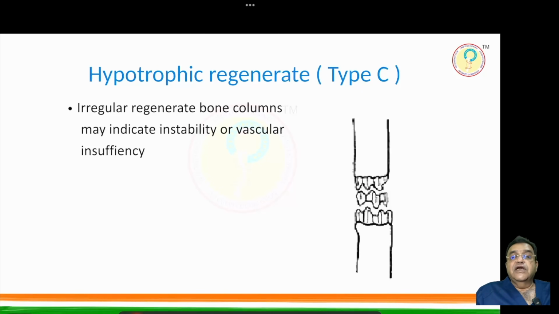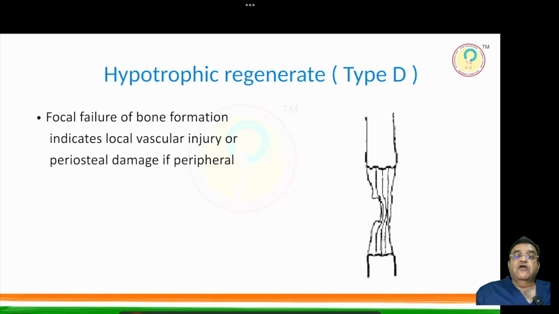Now hypertrophic regenerate type C, irregular regenerating bone columns, may indicate instability or vascular insufficiency. If the picture is like this, with intermittent columns, then basically your vascularity is hampered or your frame is unstable. So you have to always check your frame in such a situation. Now hypertrophic regenerate type D, focal failure of bone formation, indicates local vascular injury, or periosteal damage if peripheral. So this is if you damage the periosteum with an osteotome.